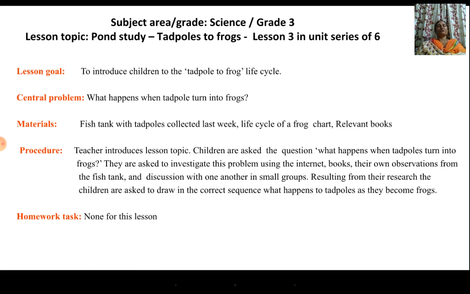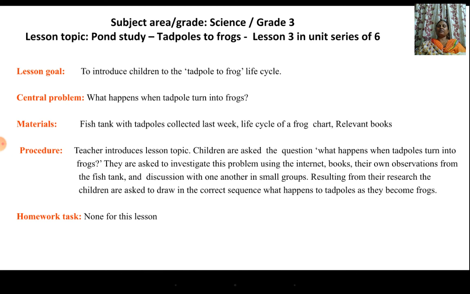So the materials required for this are a fish tank with tadpoles collected last week, a life cycle of frog chart and relevant books. And the procedure followed in the classroom is that the teacher introduces the lesson topic. Children are asked the question, what happens when tadpoles turn into frogs? They are asked to investigate this problem using internet, books, their own observation from the fish tank kept in the classroom, and discussion with one another in the small group.